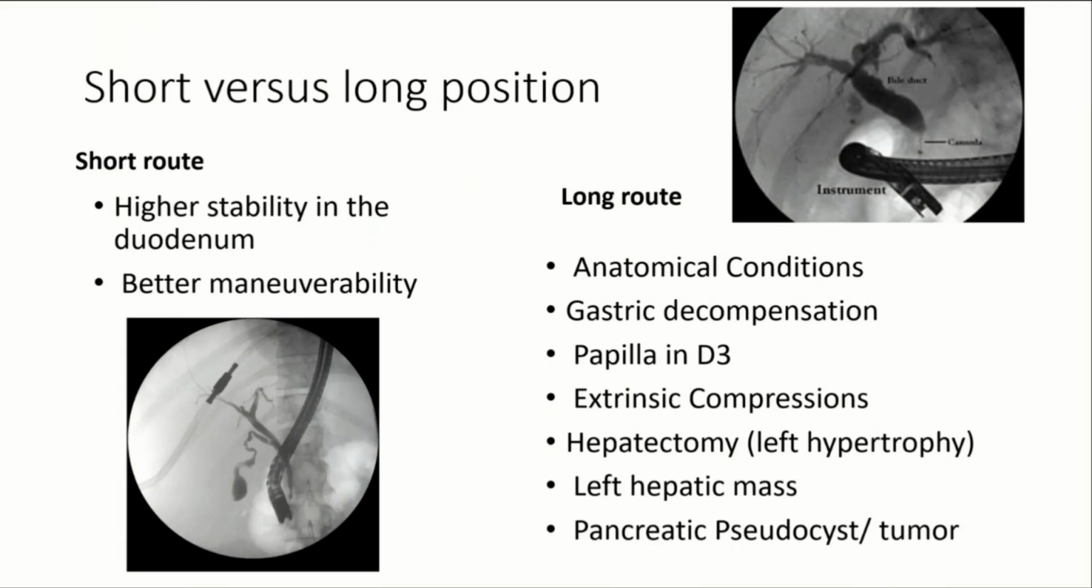Now, there is some kind of controversy over whether you cannulate with the short route or the long route. There are advantages and disadvantages. With the short route, we have higher stability in the duodenum because you are very close to the papilla, and you have better maneuverability, because the maneuverability that you have with the scope is more or less one-to-one. That means you can move the scope with the position of your body, right and left, and this is transmitted to the tip of the scope. But sometimes this is not easy.